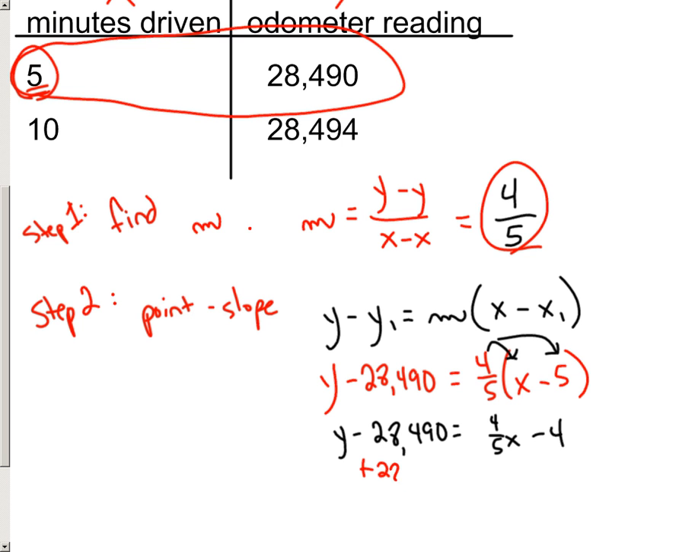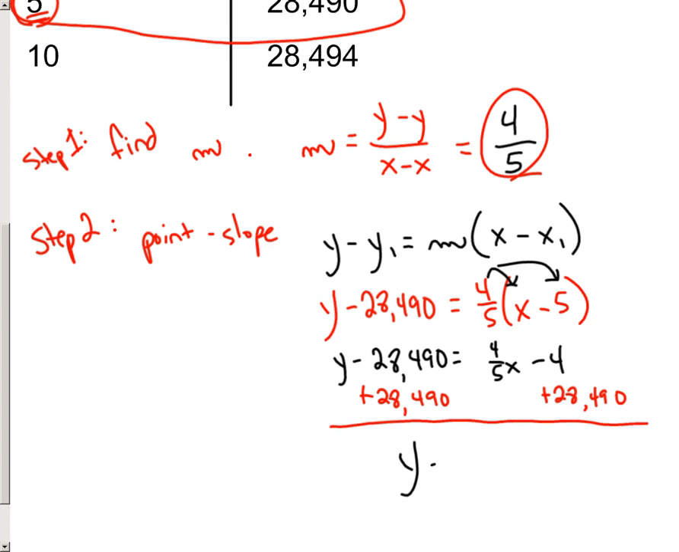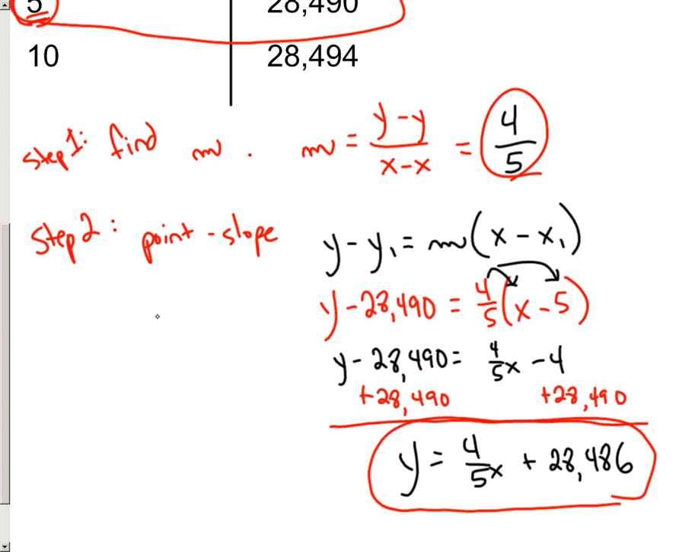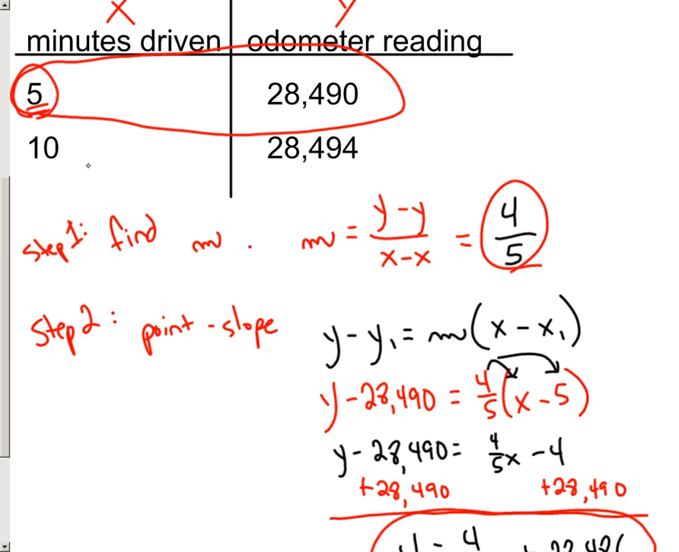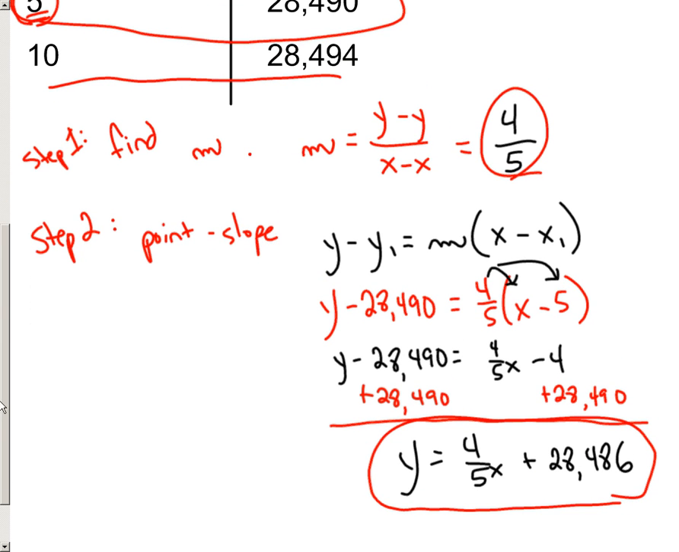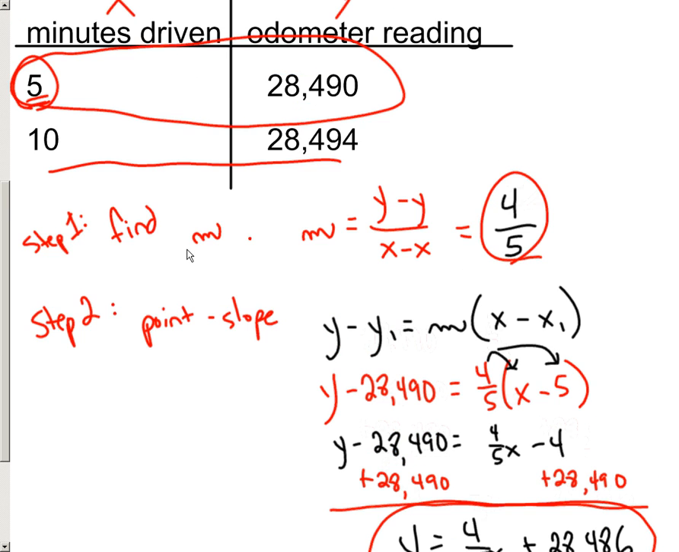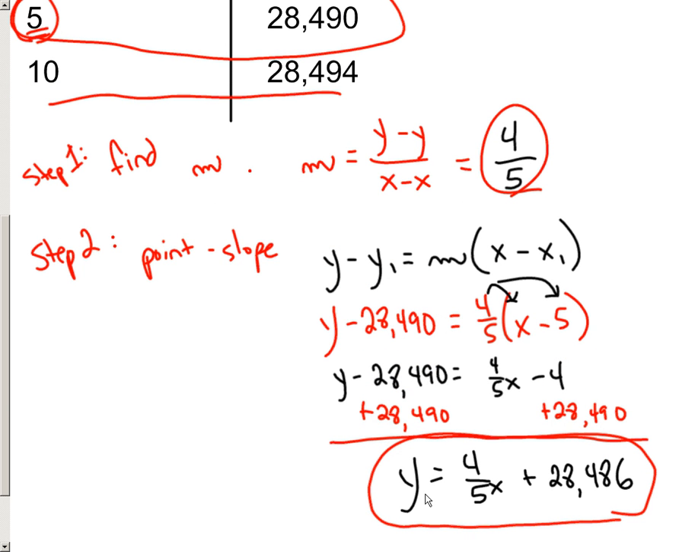The last thing we need to do is just add the 28,490 to both sides. It's a really big number. It seems like there's a mistake, but there's really not. Y would equal 4/5 x plus 28,486. That's the equation of the line that goes through this data right here, these 2 ordered pairs, those 2 points on the line. So find the slope from the data, plug it into point slope, get the y by itself. That's the basic steps for finding the equation from the data.